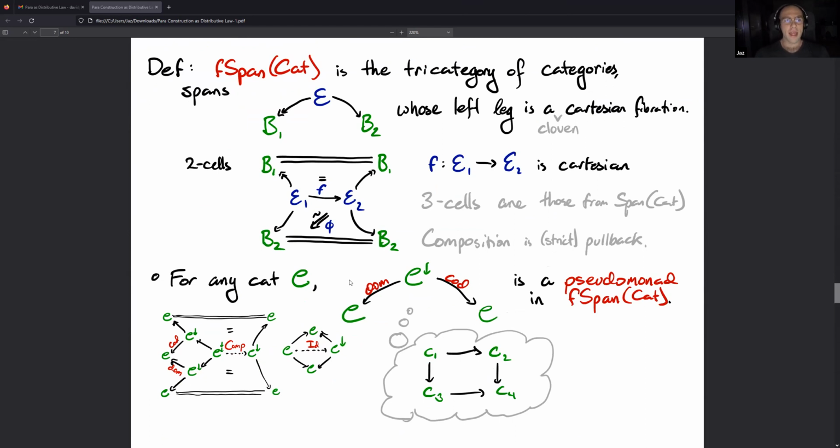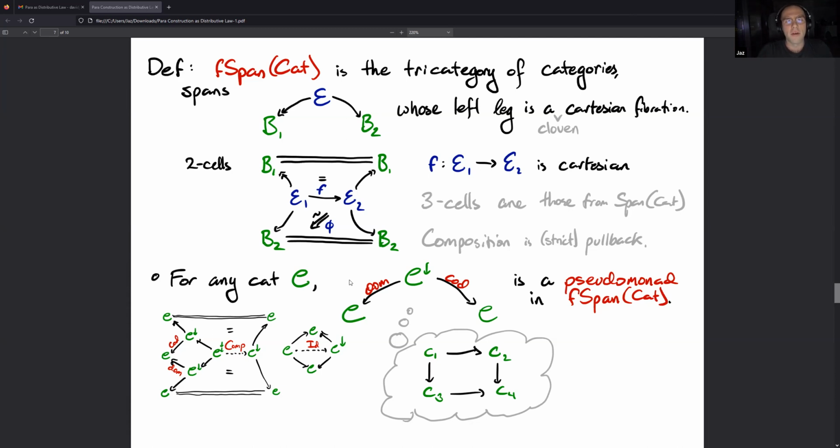Here, the left legs of our spans are going to be Cartesian fibrations. If you're very pedantic, they're Cloven fibrations, Grothendieck fibrations. The two cells are going to be diagrams of the sort drawn there, which commute strictly on top, and where the middle morphism is a Cartesian fibration. So that top part of the diagram says that F is a Cartesian map, so it has to preserve Cartesian morphisms. The bottom is going to commute only up to a natural isomorphism. That's that cell there. And the three cells are going to be natural morphisms between the F's, which make the appropriate diagrams commute.